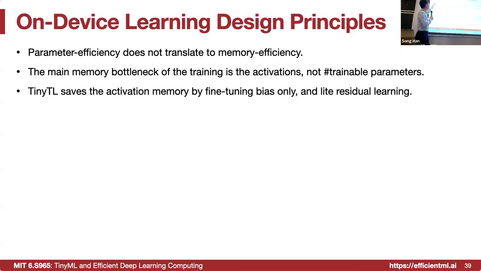Okay, so in summary, we talk about parameter efficiency versus memory efficiency. And parameter efficiency does not translate to memory efficiency. Another dimension to consider is actually the activations. Okay, so the main memory bottleneck of training is not parameters, but activations. And TinyTL, Tiny Transfer Learning, can save the activation memory by two ideas. One is fine-tuning the bias, right? And a light residual learning.